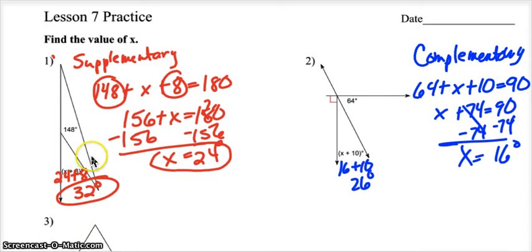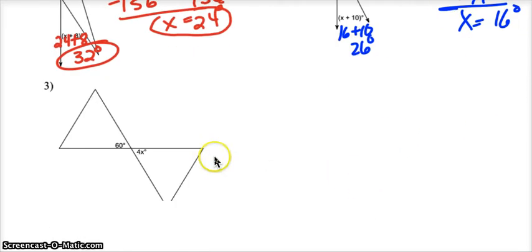So in number 2 we have a complementary angle. These angles have to add up to 90 degrees. 64 and 10 make 74. X plus 74 equals 90. When you subtract 74 on both sides, x has to equal 16. Substitute the 16 in for x, and this angle's got to be 26 degrees.